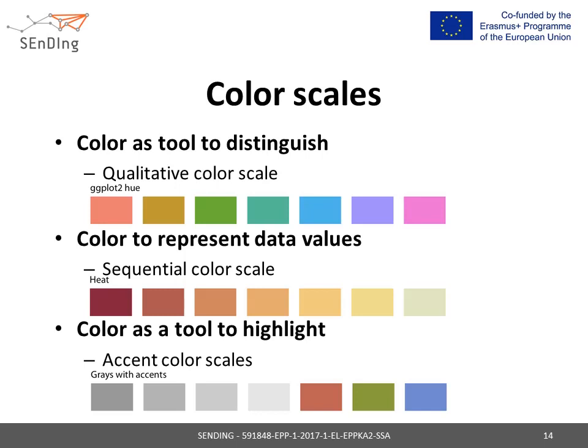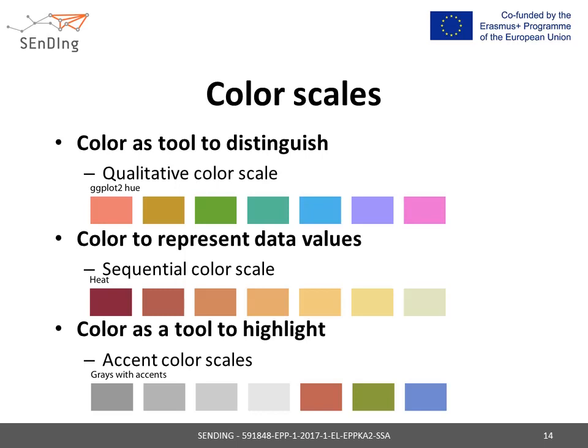Color to represent data values. Color can also be used to represent data values, such as income, temperature, or speed. In this case, we use a sequential color scale. Such a scale contains a sequence of colors that clearly indicate, a, which values are larger or smaller than which other ones, and b, how distant two specific values are from each other. The second point implies that the color scale needs to be perceived to vary uniformly across its entire range.